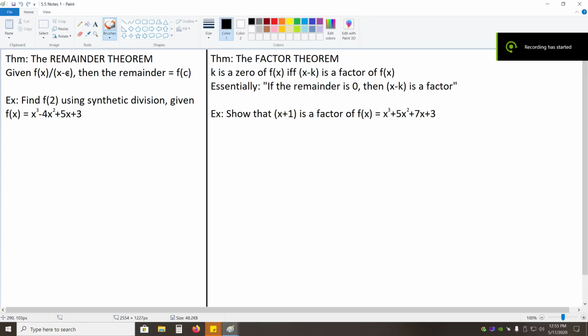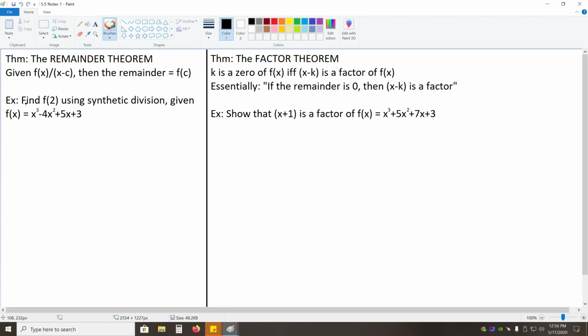For this section, we're going to be introducing a lot of theorems that mainly revolve around synthetic division. So the first one that we want to start with is the remainder theorem that says given f of x, some polynomial divided by x minus c, then the remainder is equal to f of c. So this tells us essentially we could evaluate a function for a certain value like f of 5 by, instead of plugging 5 into the function, we could use synthetic division and look at the remainder. And that would be the same thing as if we plugged that value into the function.